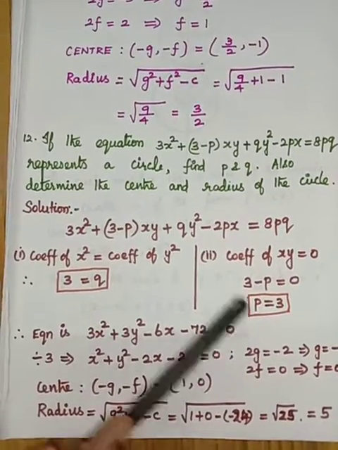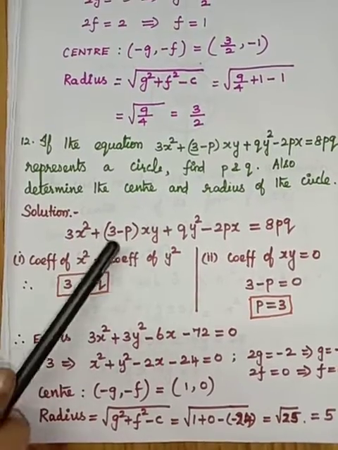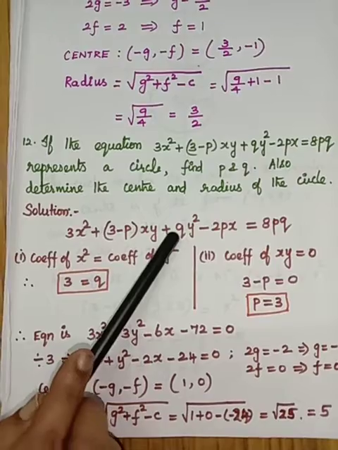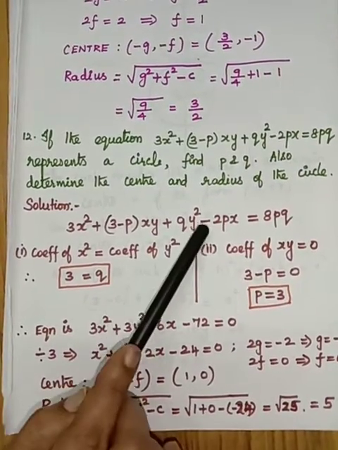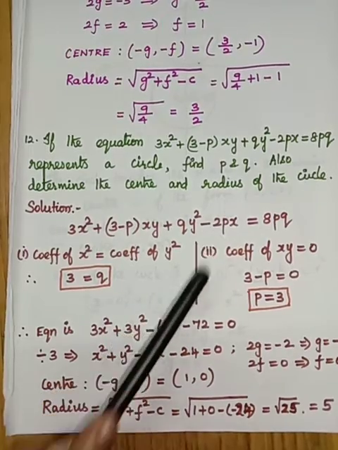So q and p value has to be substituted in this equation. So it is 3x squared. P is equal to 3 means this will become 0 and q also 3. So it is 3y squared minus 2 into what is the value of p? 3. So it is 3 2s are 6x.